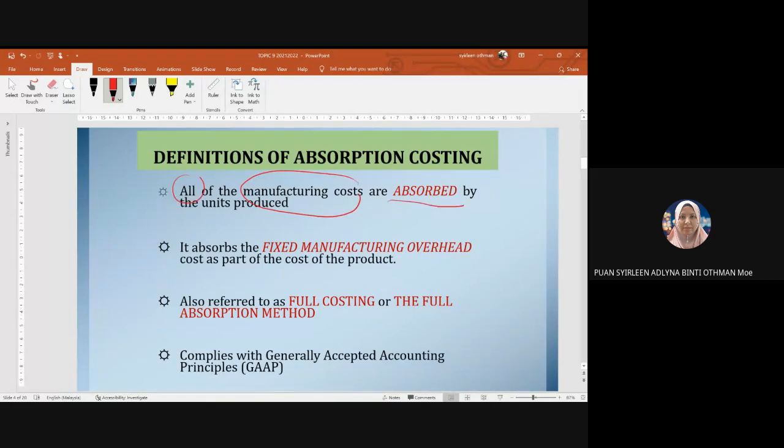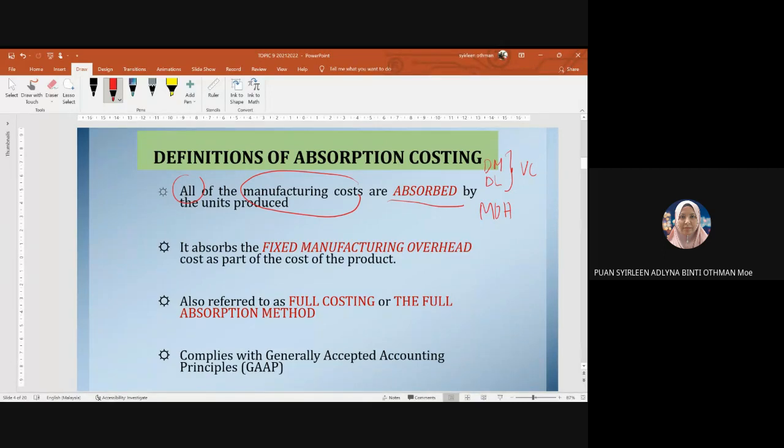Maknanya dia serap semua manufacturing cost. Bila dia serap semua manufacturing cost, that means dia serap semua direct material, dia serap semua direct labor dan dia serap semua manufacturing overhead. Your MOH tu. You kena faham dekat sini, bila kita serap semua manufacturing cost, that means your direct material, your direct labor and your MOH ni, DM dengan DL ni kita tahu ialah variable cost. Dia berubah kan? Dia berubah ikut tingkat pengeluaran.